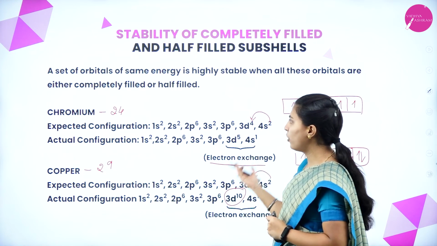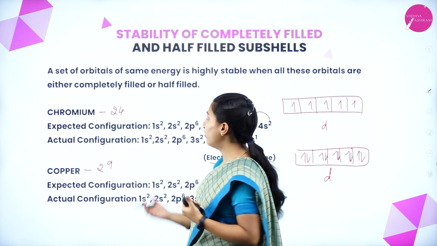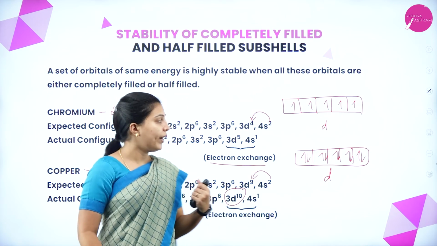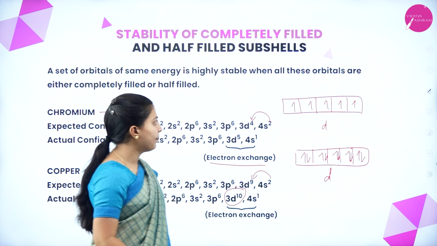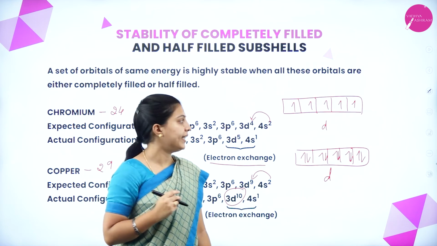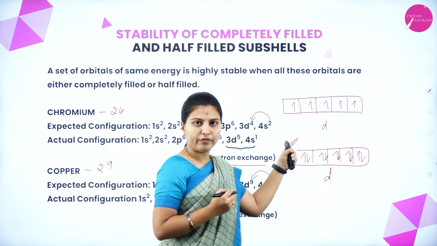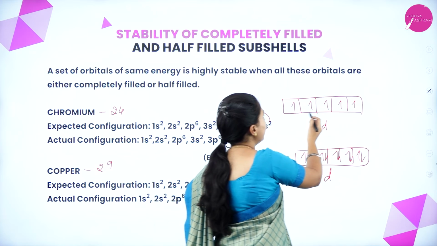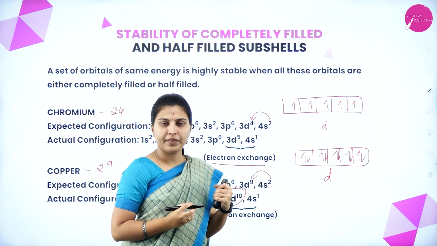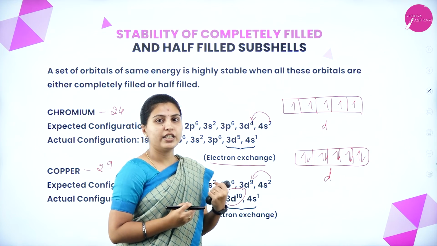That is what the stability of half-filled and completely filled subshells explains. Why it is explained: there are two reasons behind it. One is symmetry of electrons. See here, all are symmetrical. Here also all are having symmetry. And another one is energy exchange.